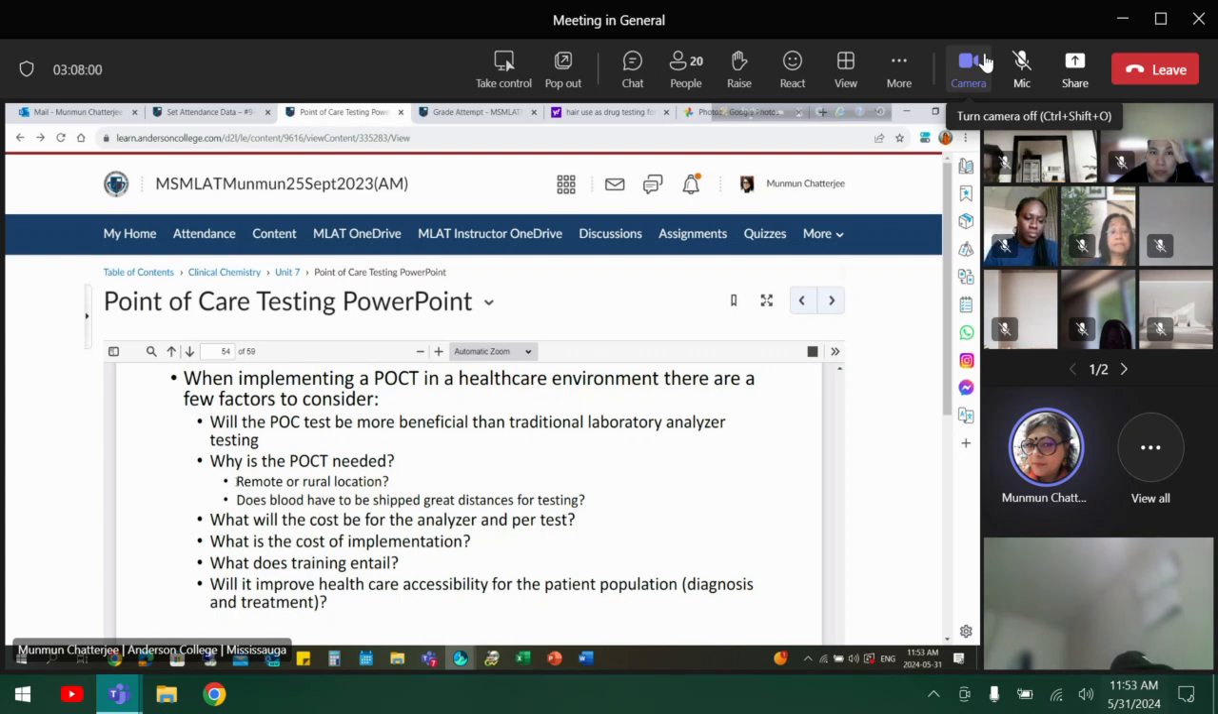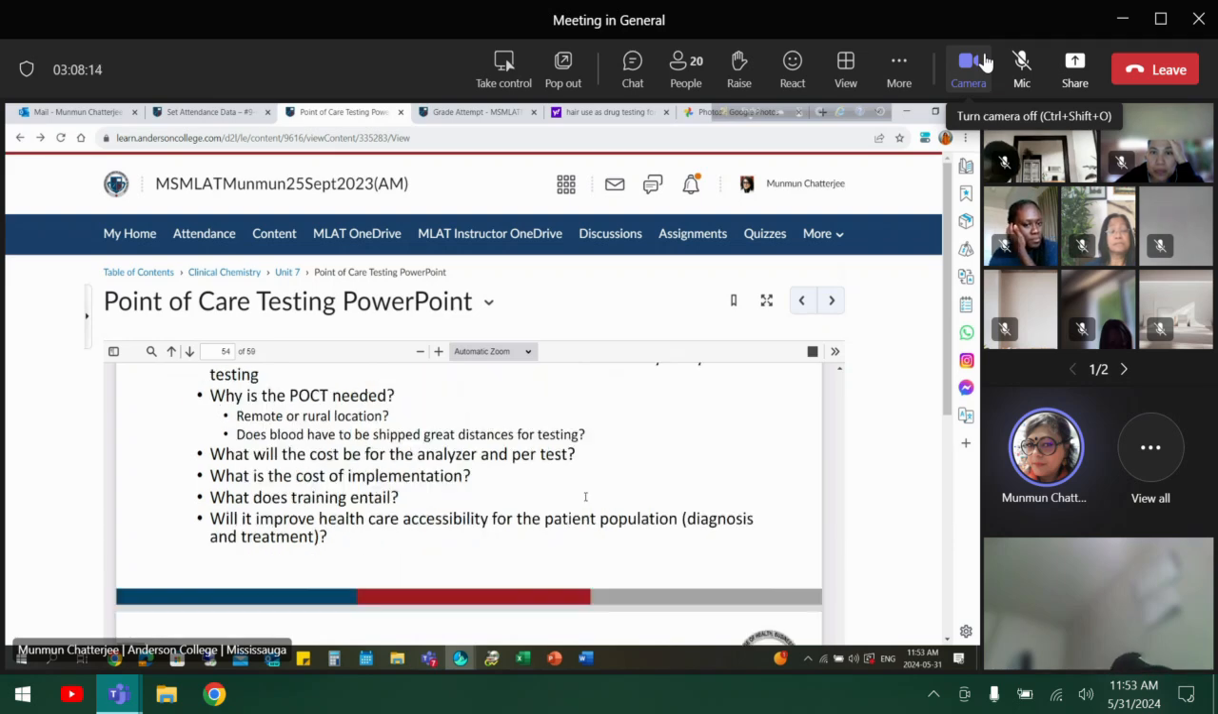But for sure, it is very helpful for remote or rural locations, and when you need a test where the turnaround time is very short. That means you need a fast, immediate result. That is where POCT testing is very useful.